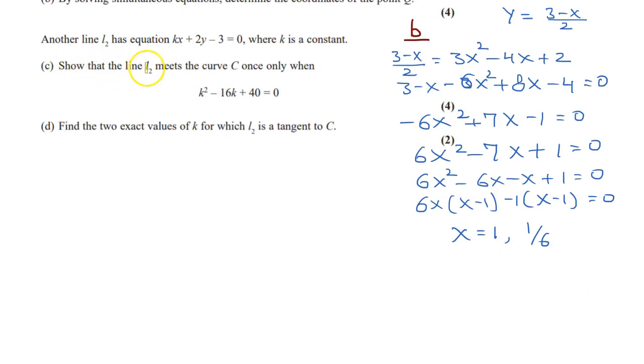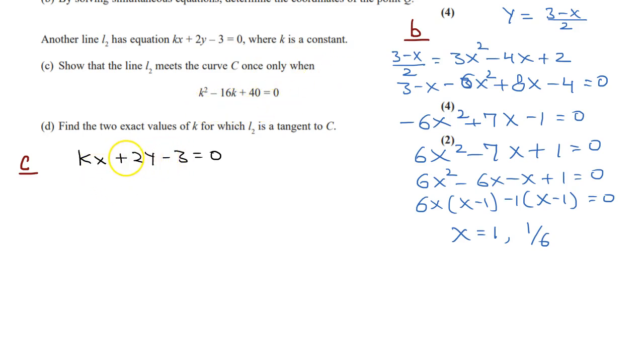Show that another line has equation kx plus 2y minus 3 is equal to 0. Show that the line L2 meets the curve only once when this holds. So we have to prove this relation.